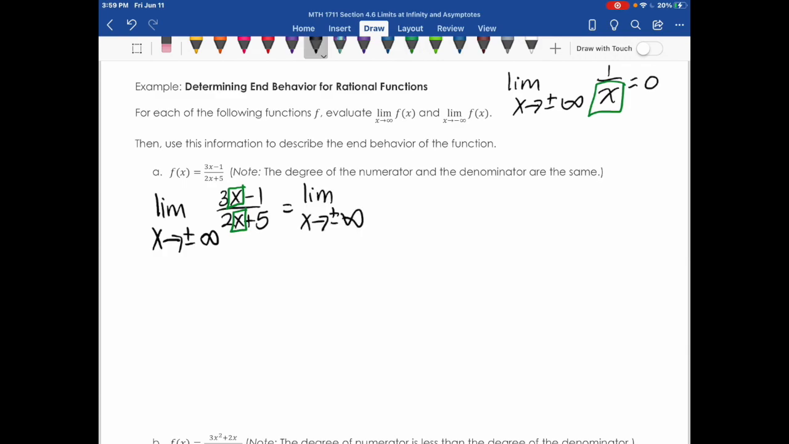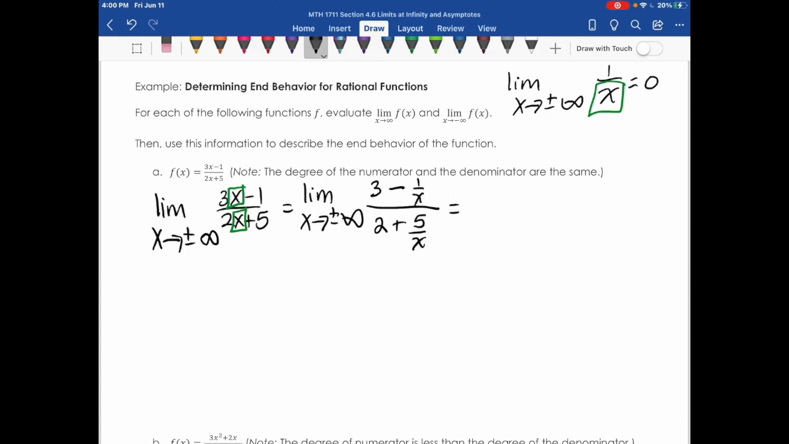Since x to the first here is the largest exponent, I'm going to divide everything by x. So I have 3x divided by x, that leaves me with 3. Then I have 1 divided by x. Then I have 2x divided by x, that leaves me with a 2. And then I have plus 5 over x.